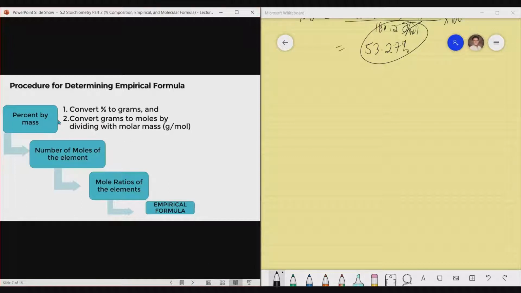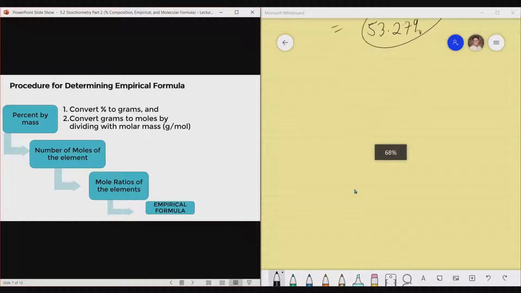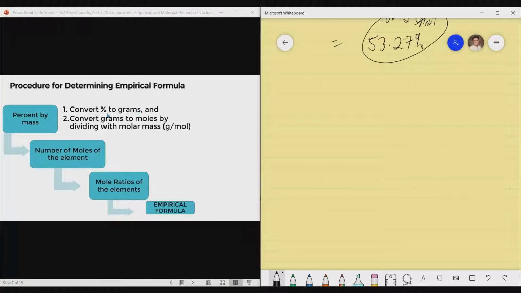For the percent by mass, if the percent composition is provided, we directly convert percentage to grams, and then convert grams to moles by dividing by molar mass. So first, if the percent composition was already provided, convert percentage directly to grams. Then the second step is to convert grams into moles by means of molar mass. We simply apply the skill sets that we've learned from the lecture videos. Next, we need to divide all mole values by the smallest mole value. That means after doing step number 2, we now have the moles for each element.